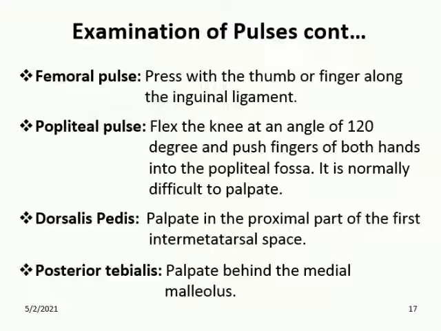Popliteal pulse is checked by flexing the knee at an angle of 120 degrees and pushing the fingers of both hands into the popliteal fossa. It is normally difficult to palpate. For dorsalis pedis, palpate in the proximal part of the first intermetatarsal space, and to assess posterior tibial, palpate behind the medial malleolus.